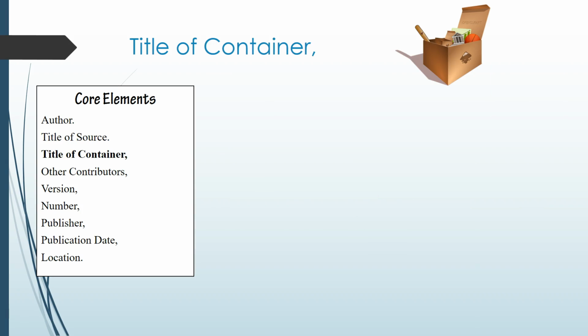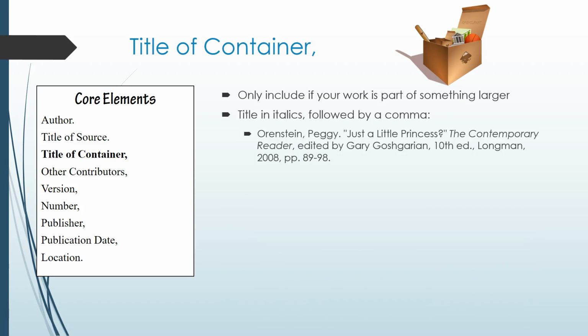If your source is part of something larger, then the next core element is the title of that larger container. For example, articles are contained inside magazines and newspapers, a chapter is contained within a book, web pages are contained by the website they're part of, and television episodes are contained by the series they're a part of. If so, this larger whole can be thought of as the container, since it contains the source. If your source is not part of a larger whole, leave out this section of the citation. It doesn't apply. The title of the container will always be in italics, since it is the larger standalone work. It should be followed by a comma, like in this example from the Contemporary Reader.